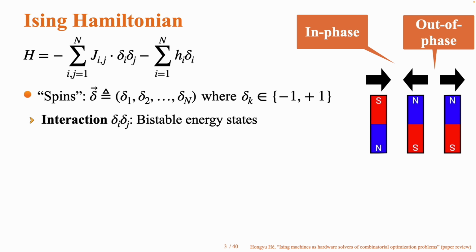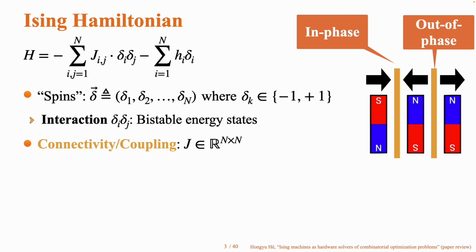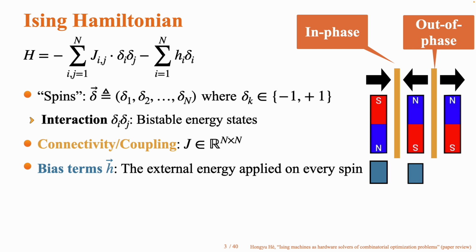So the second and the third are now out of phase because they are repelling each other, and the energy between them is higher compared to the energy between the first two. We can further add on to that by controlling the amount of interaction between them by inserting something called coupling, or connectivity. This is represented by the J matrix. And further adding on to that, we can also have bias terms, which you can think of as external energies that we apply to every single spin.